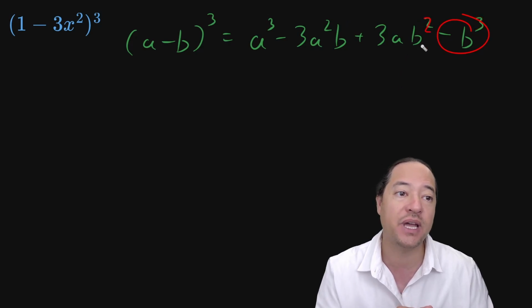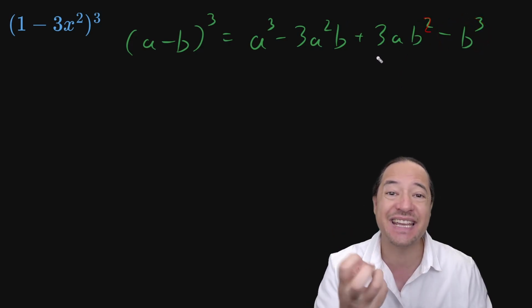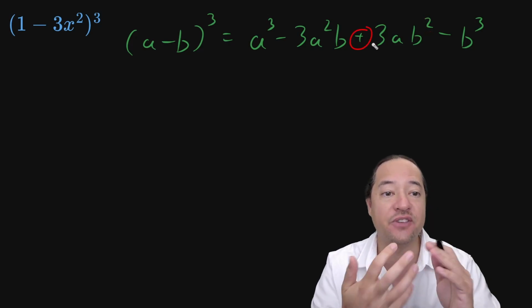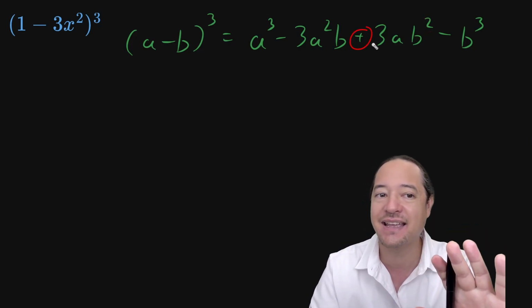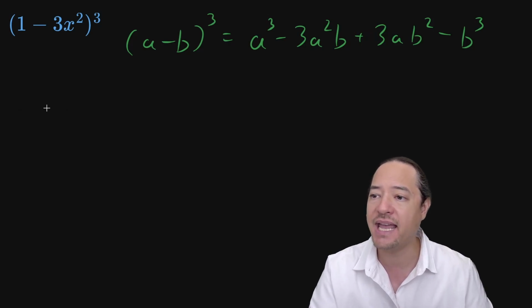But if we raise it to an even power, well, then you have a negative times negative, the negative sign disappears. That's why we still have a positive sign here. Okay, so that's where this rule comes from. Let's now implement it. So a is 1, so we're going to start with 1 cubed.